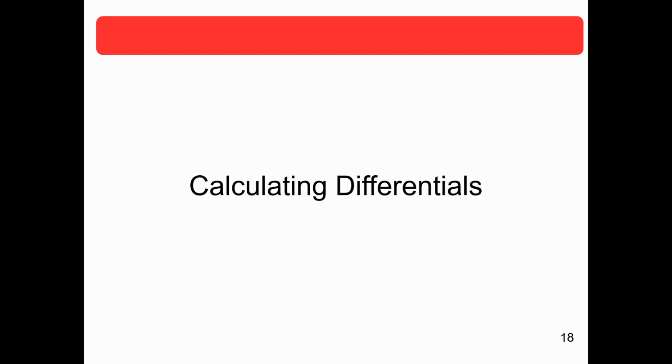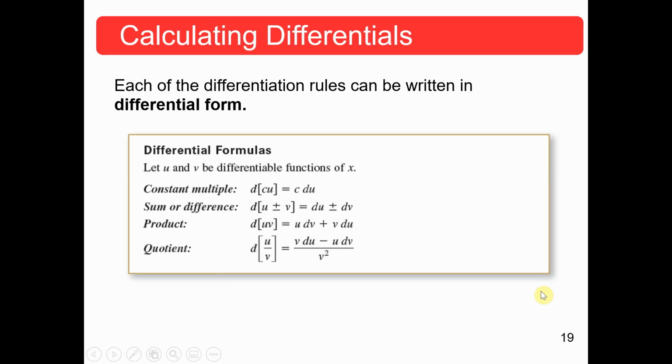Alright, so this video is going to be on calculating differentials. Now, each of the differentiation rules that we had can be written in differential form, okay? The constant multiple, the derivative of cu equals c times the derivative of u, right? In this case, when we're talking about differentials, we're just going to say d, right?